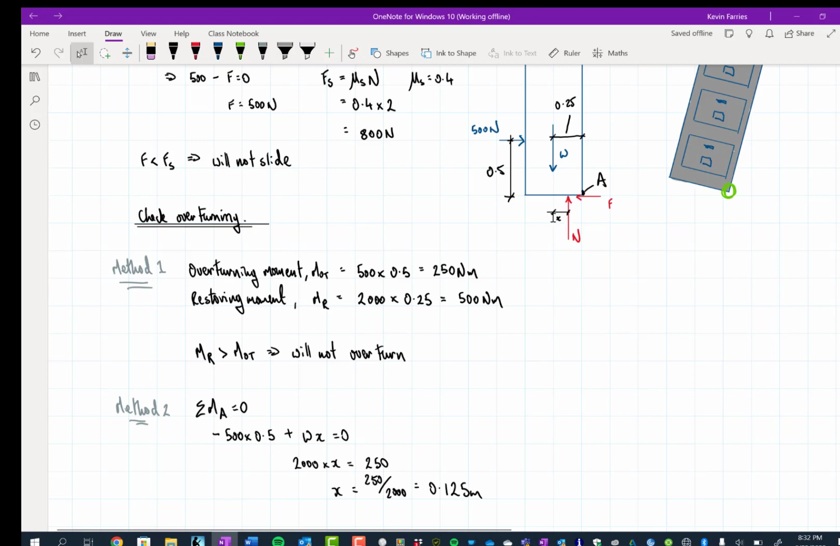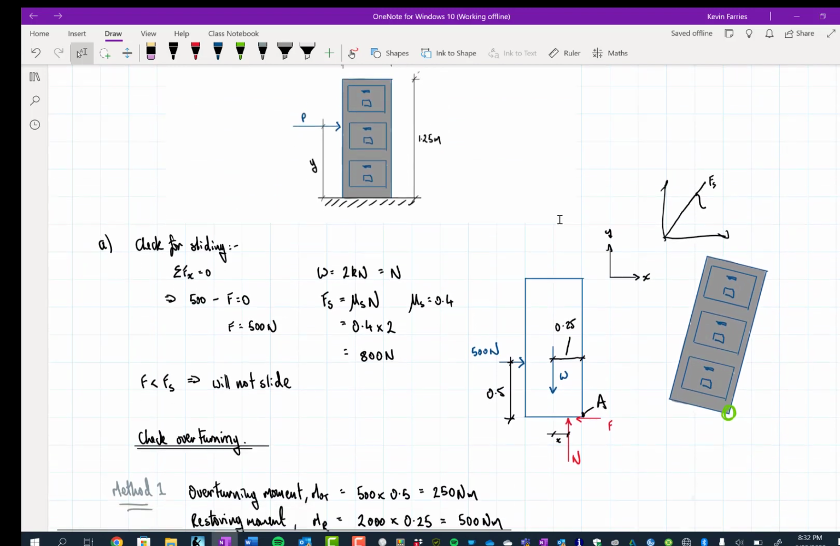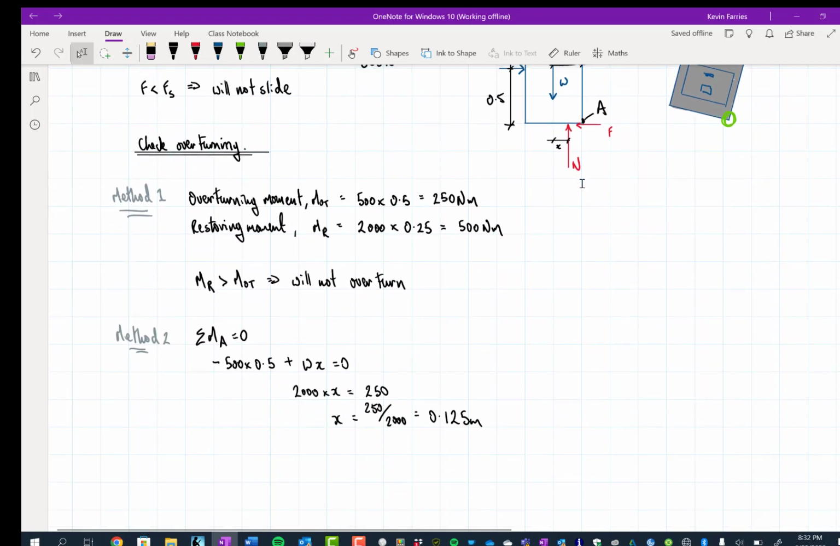Then we found out that this distance X is 0.125. The total width is 0.5. So this is 0.25. So this X is less than 0.25. Therefore, it will not overturn, because that reaction force is sitting within the width of the base.